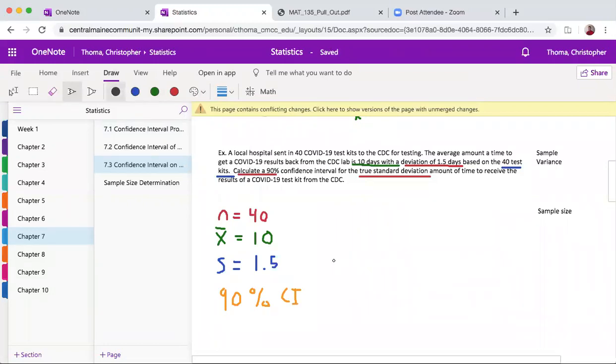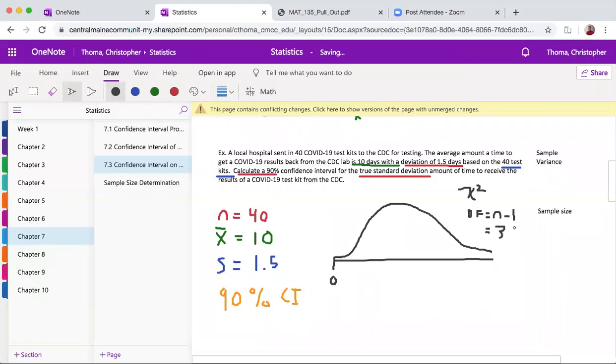So I will draw my picture. I'm building a standard deviation confidence interval, so I know I'm building a chi-squared. I know it starts at 0. I know I need my degrees of freedom, which is just the same as n minus 1. So in this case, my degrees of freedom is 39.